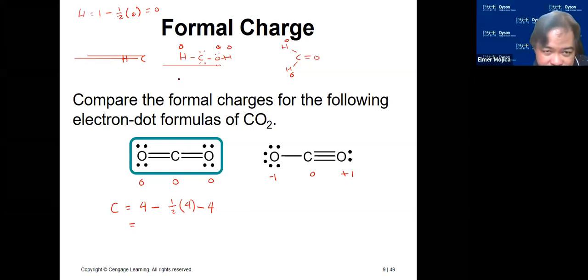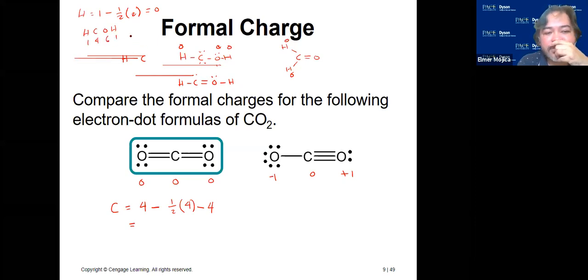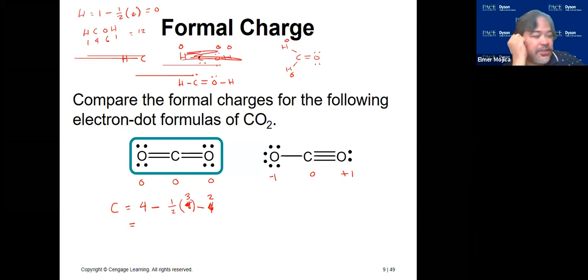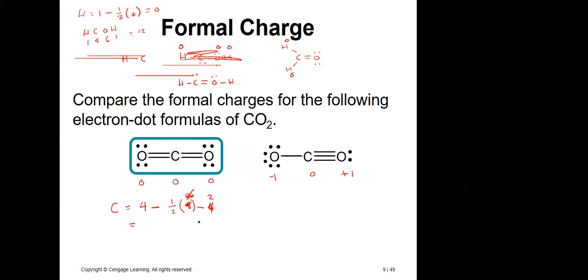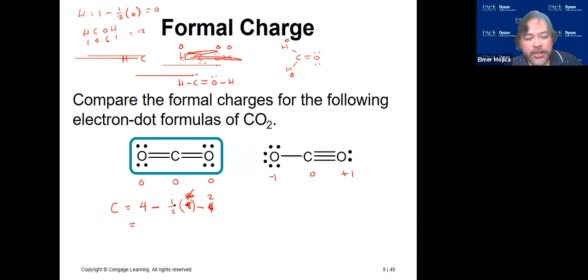Negative 2. Wait, I think I made a mistake. It should be like this. I just want to make sure, because we didn't write the correct valence electrons. So H, C, O, H, 14 electrons total? So how much do you get? 12. 1, 2, 3, 4, 5, 6. This one, 1, 2, 3, 4, 5, 6. So it should be like this. Sorry. So this one should be this and this. So what's the formal charge for carbon? No, it should be 3, so that should be 6. My bad. So 4 plus 1 minus 1 half of 6, because you have 3 bonding pairs there, minus 2.